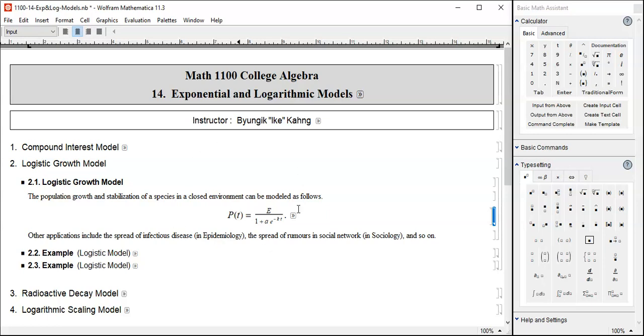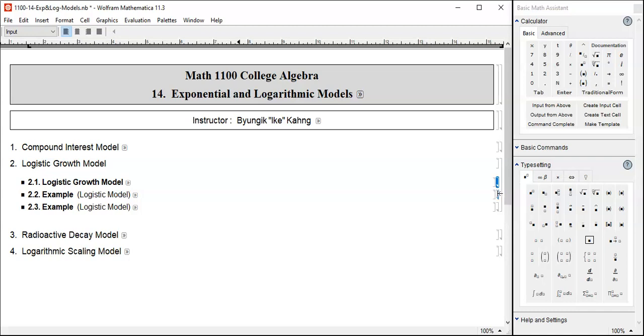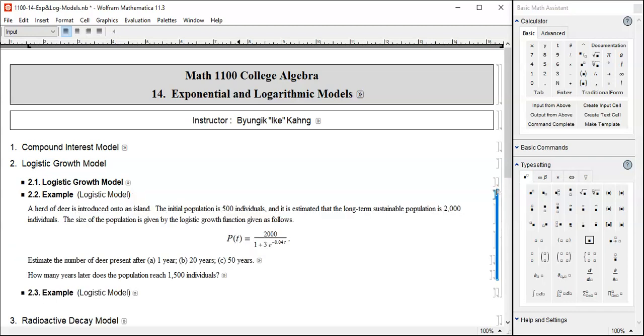Anyway, the logistic growth model is extremely important in terms of application, so it is worth studying. Here are a couple of examples. A herd of deer is introduced onto an island. The initial population is 500 individuals, and it is estimated that in the long run, the sustainable population is 2,000 individuals. The size of the population is given by the logistic growth function as follows.